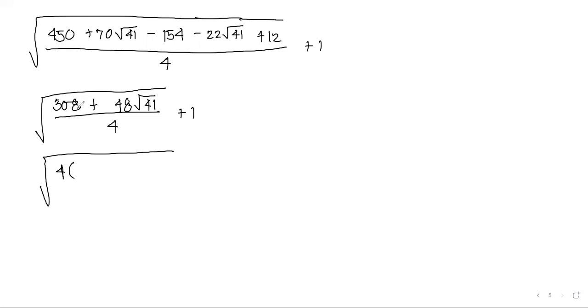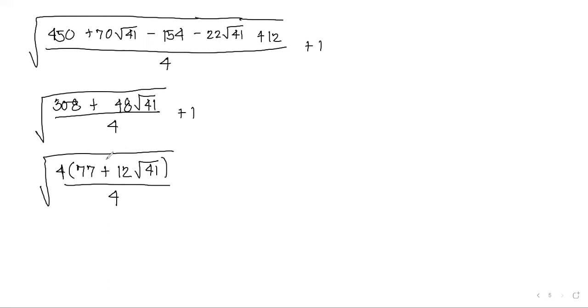Kasi di ba 100 is divisible by 4? So para magre-repeat siya, edi 104 divisible by 4, 108. Ulit lang. So 2 digits. Ganun siya. So 308 divided by 4 is 77. Tama ba? Plus 48. 48 divided by 4. 12. Square root of 41. Ayan. Divided by 4.